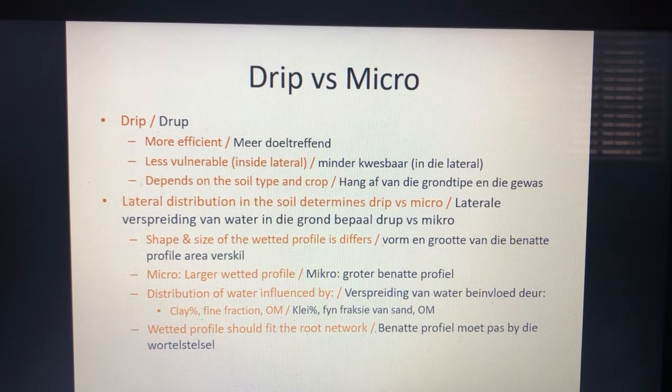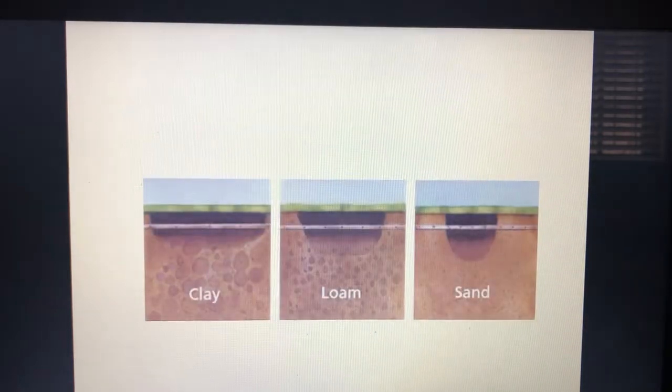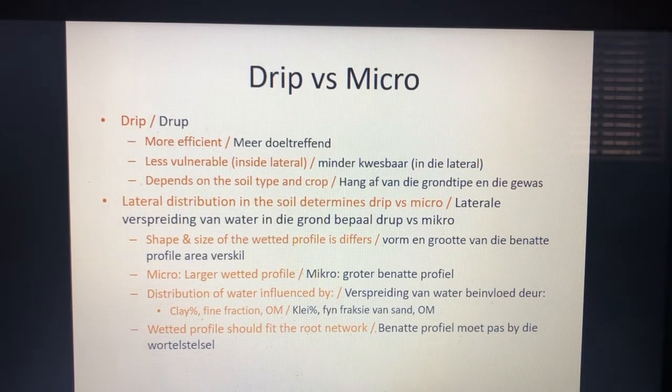The shape and size of the wetted profile differs. As you can see with this, the movement of the water differs, because in clay you get a width that you don't necessarily get with the sandy soil. But as well, if you are using a micro sprayer, you can imagine that the wetted profile, where the water actually lands away from the emitter, is further, so it's a bigger space around the emitter that actually gets wetted. So that also depends on what your needs are for your crop.